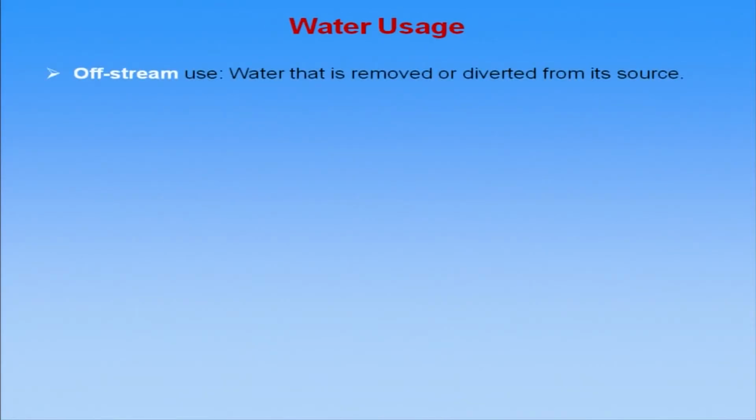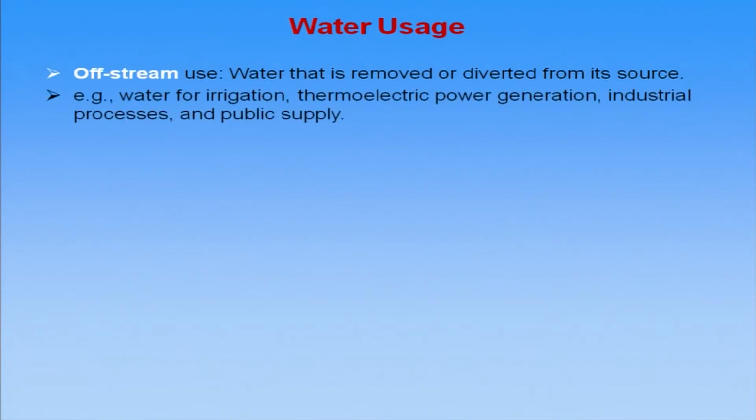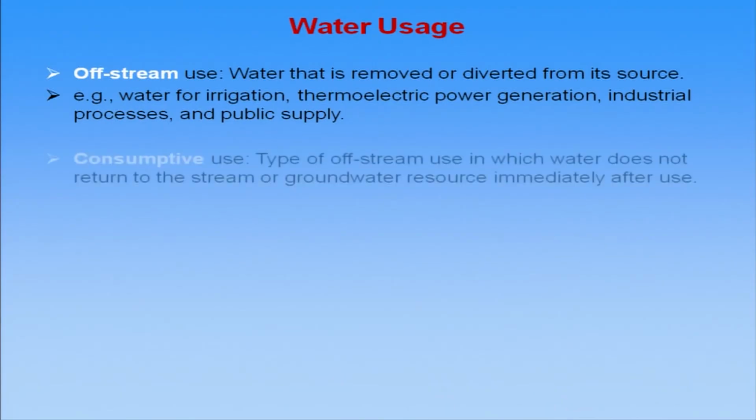Water usage, if you take, then off-stream use, water that has been removed or diverted from the source, is termed as off-stream use. Example, mostly the off-stream use of water is for irrigation, thermoelectric power generation, industry processing, and public supply.